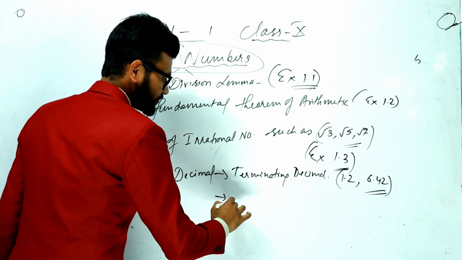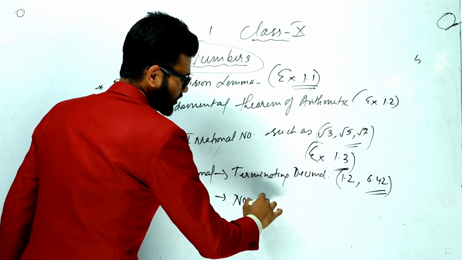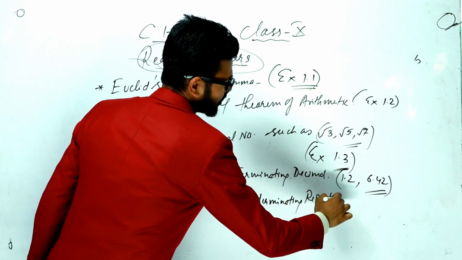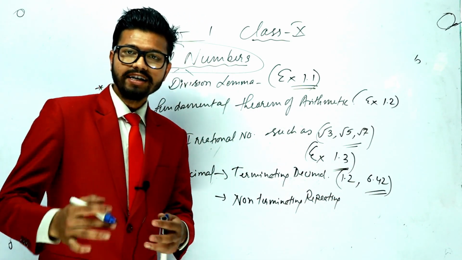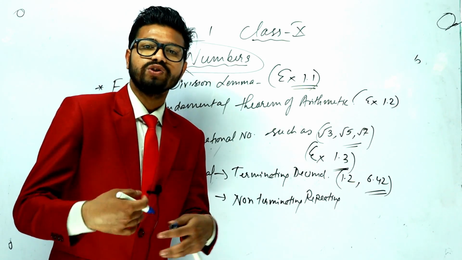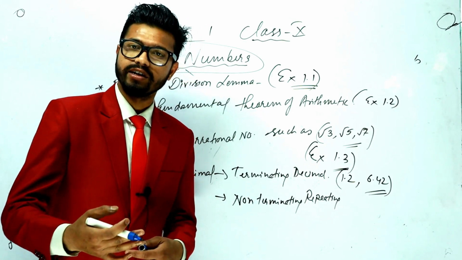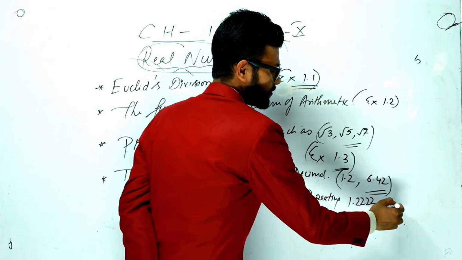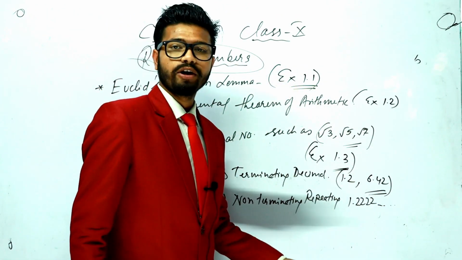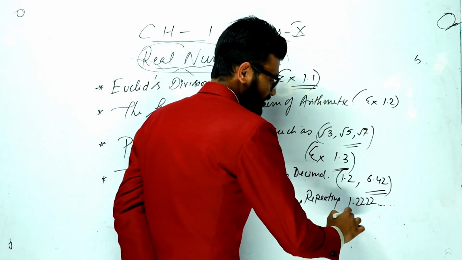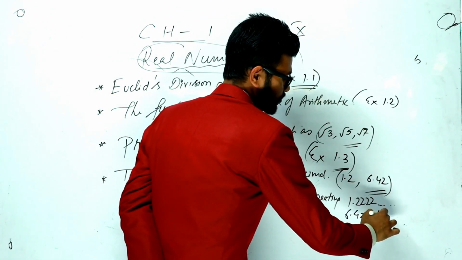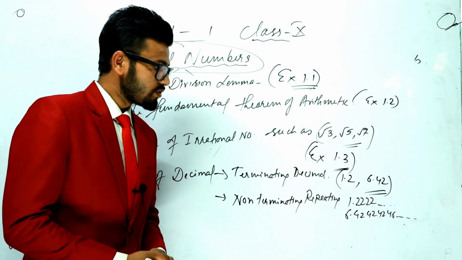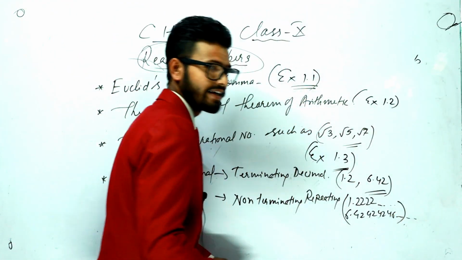The next is non-terminating, repeating, which is also called recurring. It doesn't finish but it goes on repeating, jo khatam nahi hota lekin repeat hote rehte hain. Example: 1.2222. You can see it is never ending, but the decimal digits go on repeating. Like 6.42, the digits go on repeating at a frequent interval. So this is another form of decimal.